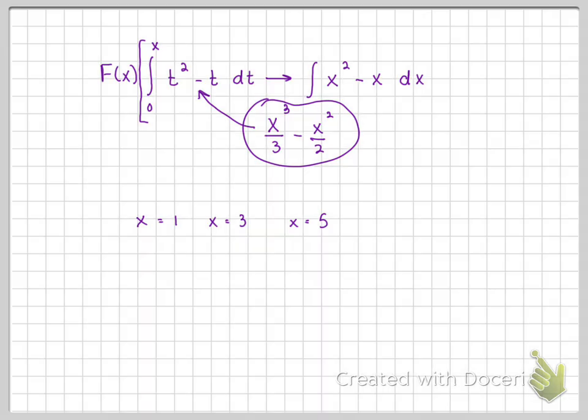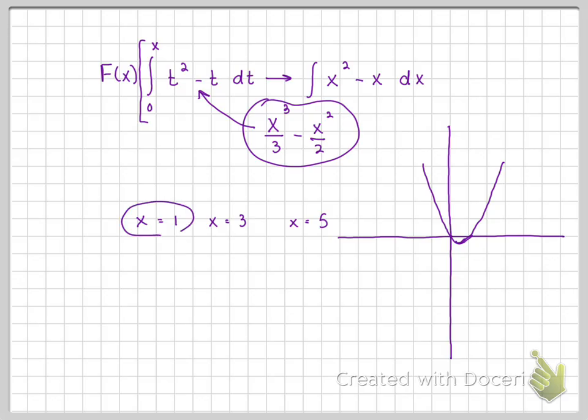Okay, so graphically, let's draw the curve. So what I'm going to be graphing is our basic t squared minus t, which looks like something like that. Okay, not very neat, but there you have it. That's the curve. So we are going to be plugging in a 1 first. So here's x equals 1 right there. When we plug in a 1, we get 1/3 minus 1/2. So let's find that area.